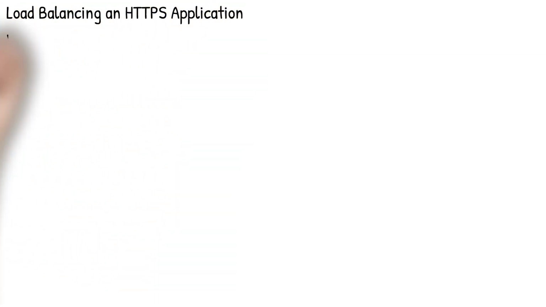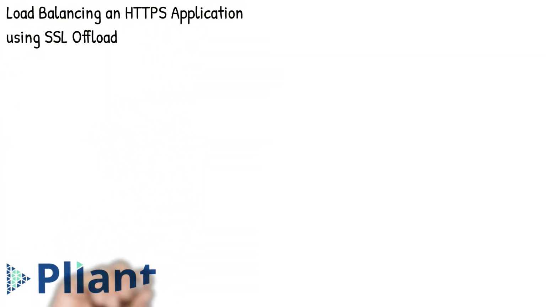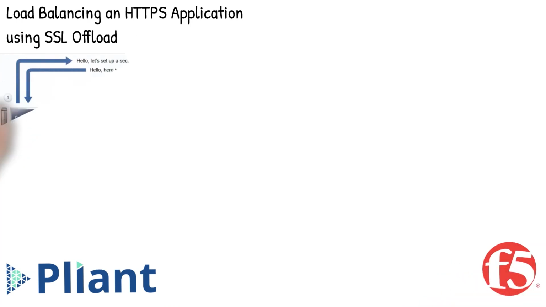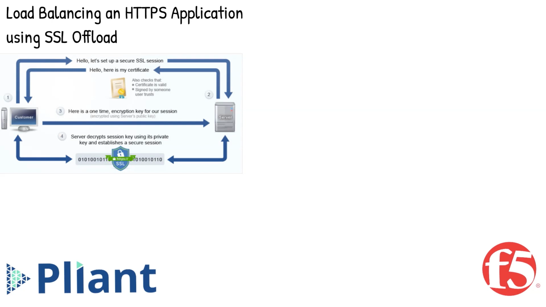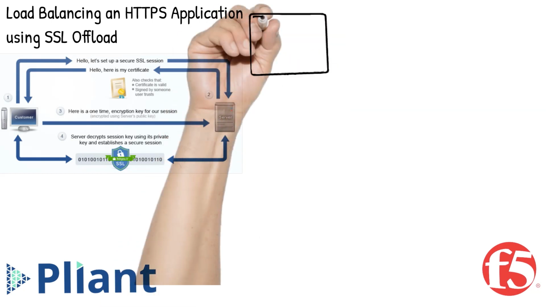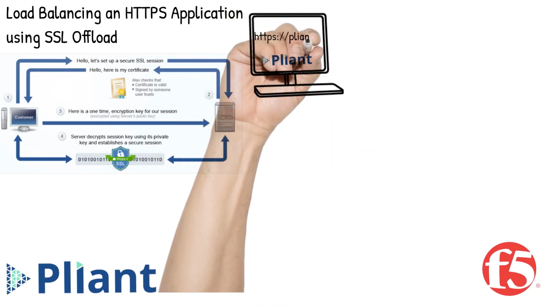In this video, we're going to look at how Pliant can automate the configuration of the F5 Big IP load balancer to support a web-based application. The world has moved away from using unencrypted web applications, which typically use the HTTP protocol, in favor of the more secure HTTPS protocol, which uses SSL or TLS as the encryption layer.